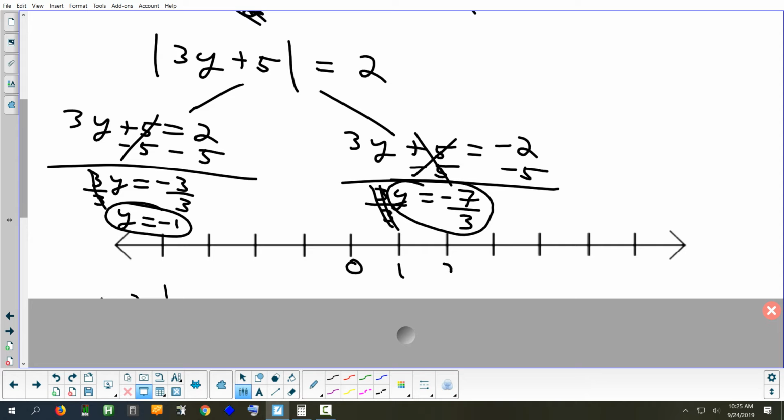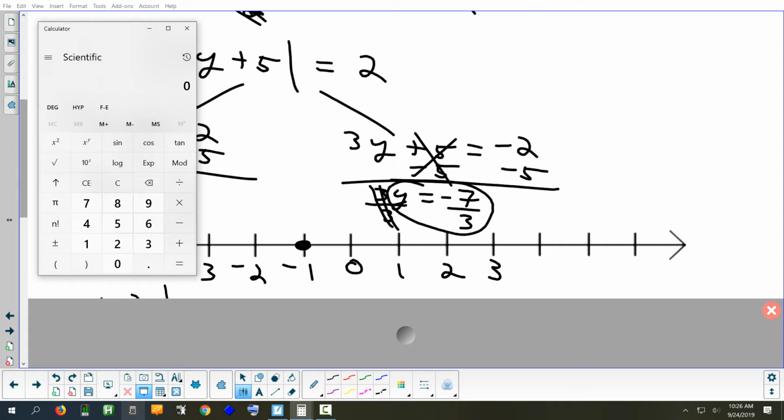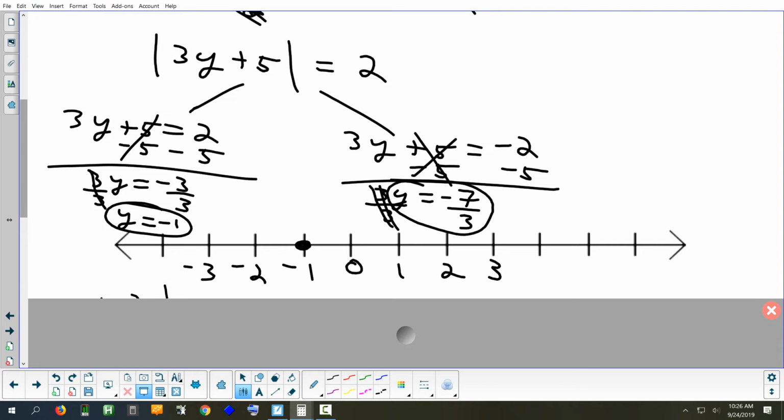All right, let's make our number line. Let's go 0, 1, 2, 3, 4, negative 1, negative 2, negative 3. I don't even think I need to go all the way to 4. Okay, the first dot, that's easy, negative 1. Now, the second dot, to figure out where that's going to be, take negative 7 divided by 3, negative 2.3. So where's that going to be? About negative 2.3.